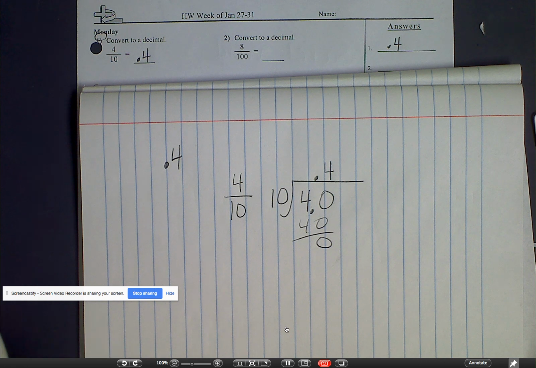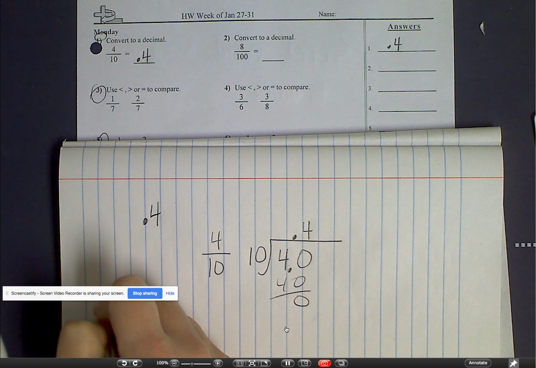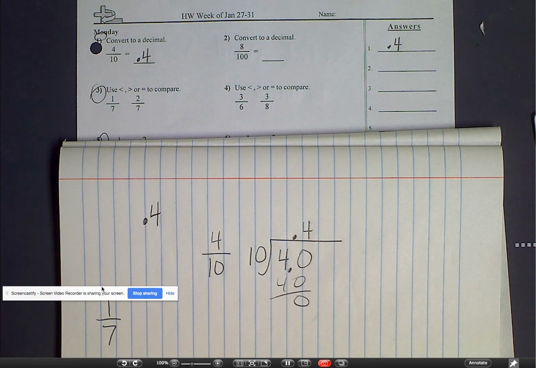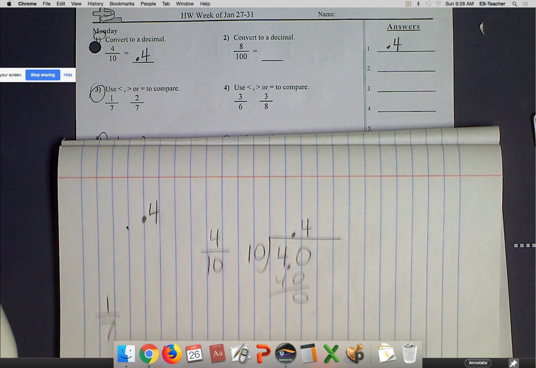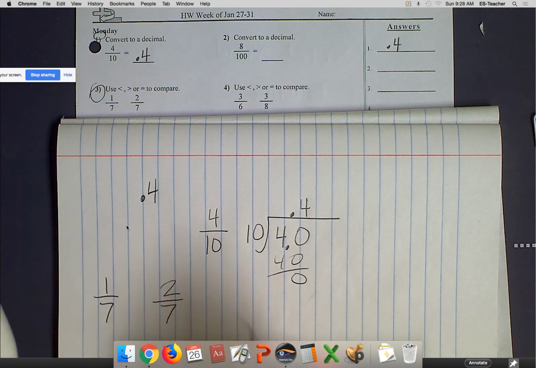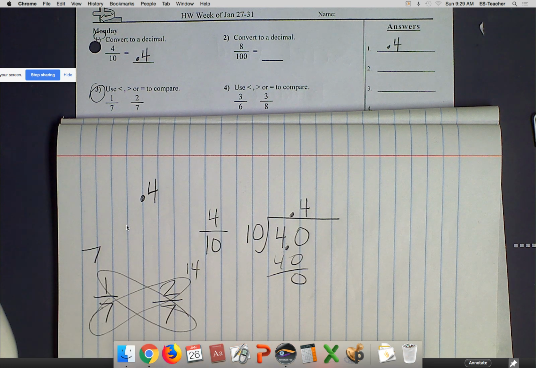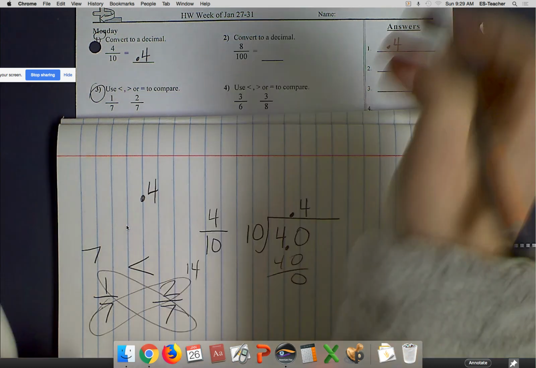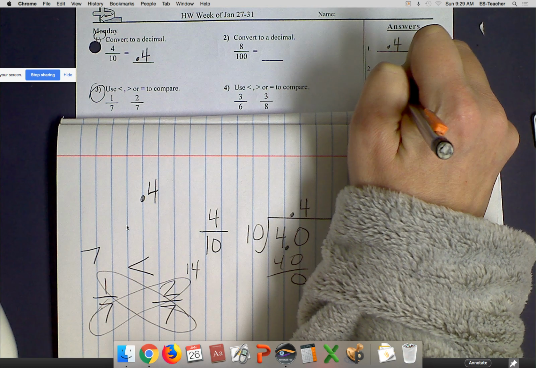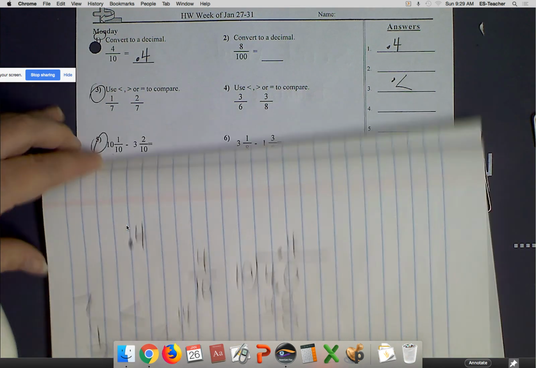Okay, for number 3, we're just comparing the fractions. So I have 1/7, and I'm comparing it with 2/7. Remember, this is when you're going to do the butterfly. That's 14. That's 7. And you always point to the smallest number. So therefore, I'm pointing that way. So for number 3, 1/7 is less than 2/7.